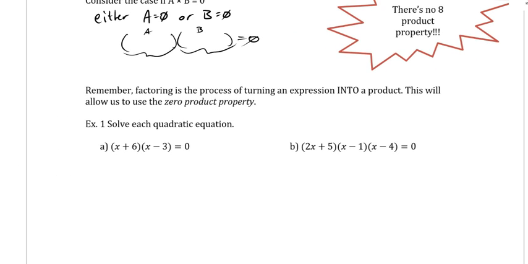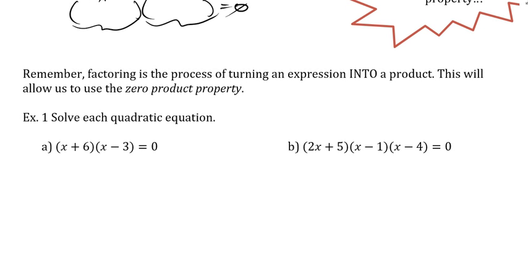Okay, so one last thing to remember, you don't have to write this down. What we learned in the last unit, factoring, is the process of taking something that is not a product, this plus this plus this, and turning it into a product. And if everything is a product, I can use the 0 product property. When I say everything is a product, I mean everything.